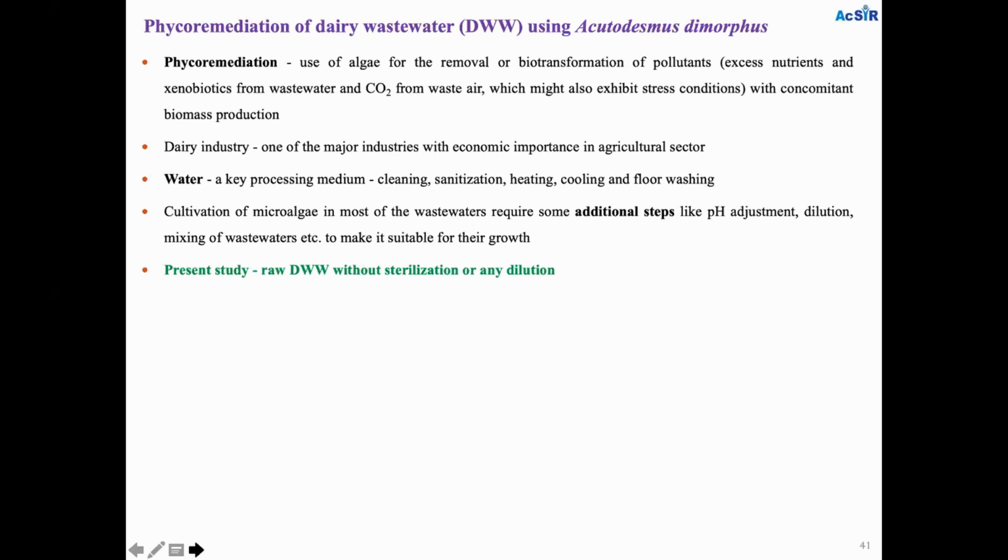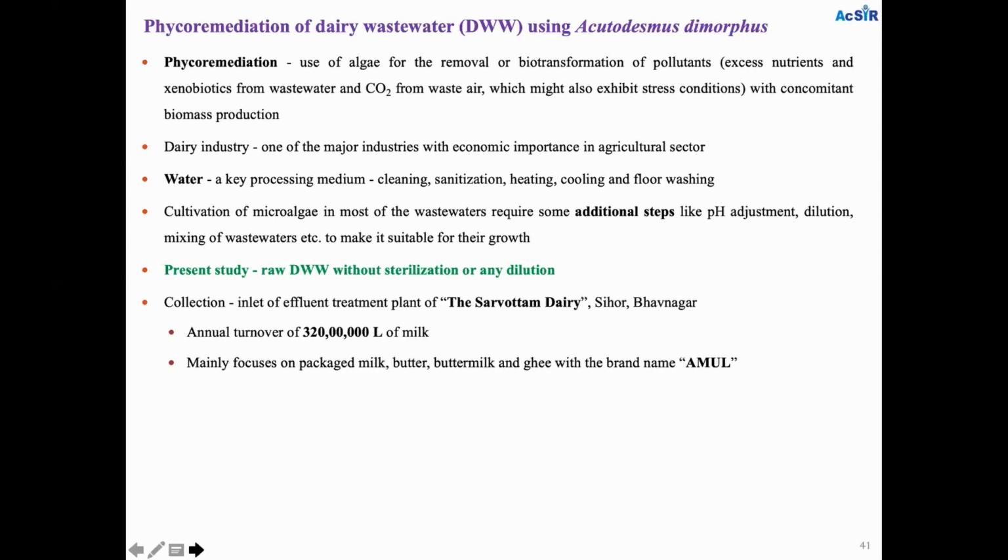Before this study, all the other studies reported for the phycoremediation of various wastewaters involved additional steps, like the wastewater being treated for pH adjustment, or diluted, or mixed with some other kind of wastewater to minimize the pH effects, etc. But in our study, we collected the raw dairy wastewater and, without any processing, directly used it as a medium for the cultivation of Ectodesmus dimorphos.